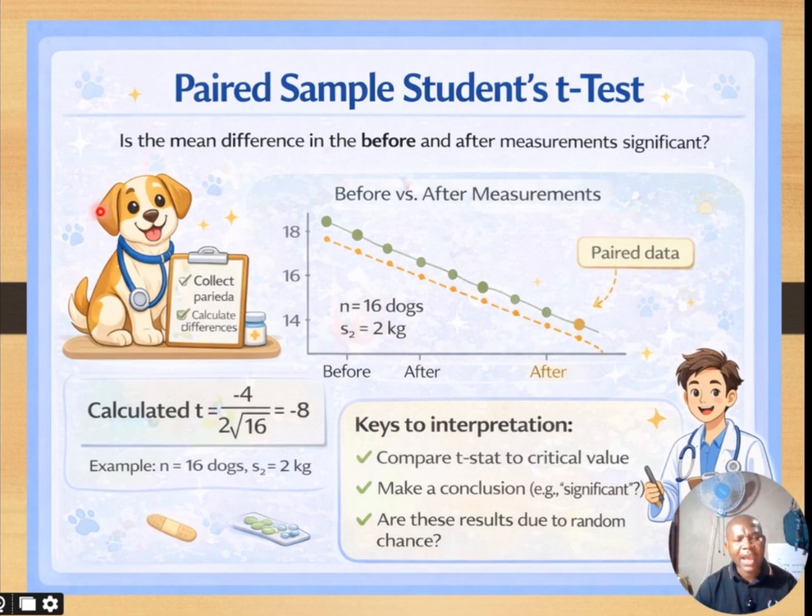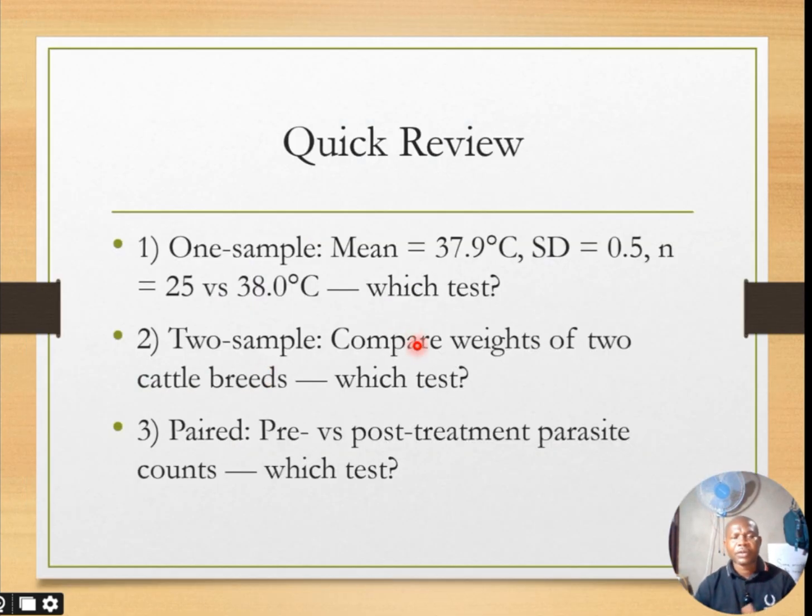So we have a particular subject or a group of subjects. We took information from them at a point. Maybe we made an intervention, maybe we injected certain things, or maybe we just introduced something, and we are hoping to see the impact of that intervention. That is when we talk of the paired sample t-test, and this is the formula for our paired sample t-test. Good. So let's look at a quick review of what I've said so far.